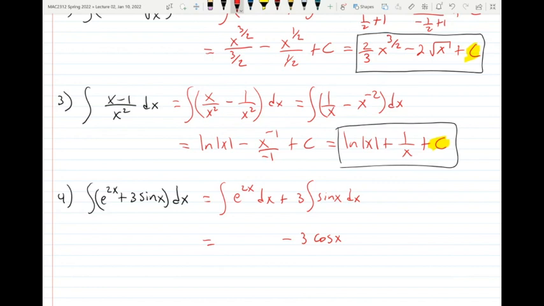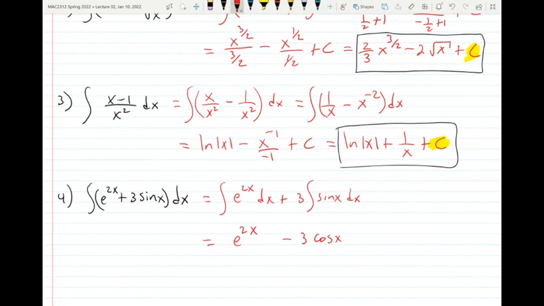Now, what do we do with e to the 2x? If this was e to the x, then the answer is just e to the x, right? Since the integral of e to the x is itself, you could say, okay, then it's going to be e to the 2x. But then remember, you have chain rule, right? If you write e to the 2x here, you're telling me that the derivative of this is equal to e to the 2x. And that's not the case.